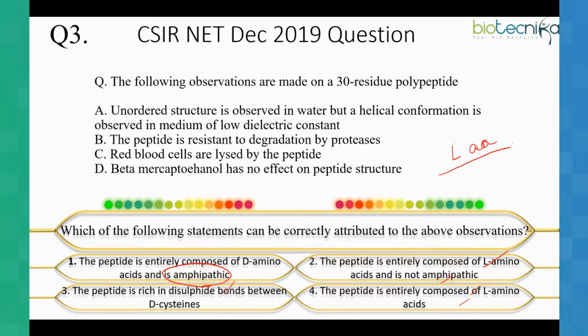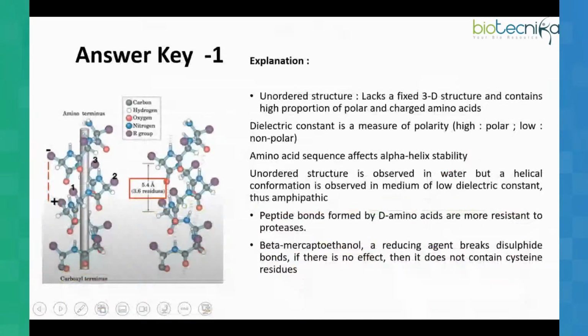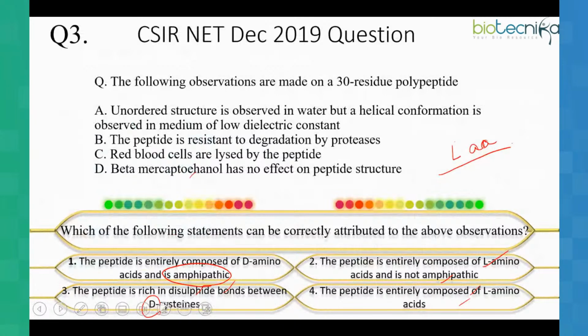So here you can see, if you take D cysteines, then the disulfide bond formed with them will not be reduced by beta mercaptoethanol. That's what you're saying, Satyam. Because even if you take D cysteines, if the rest of the amino acids in the protein are in L form, but the cysteines are in D, still they will be involved in disulfide linkage, right? And if they have disulfide linkage, then beta mercaptoethanol will still be able to break them.